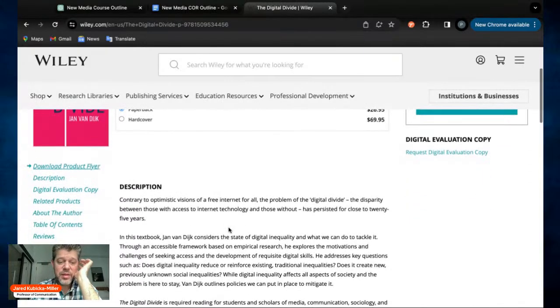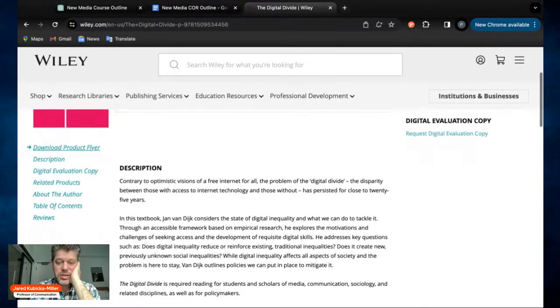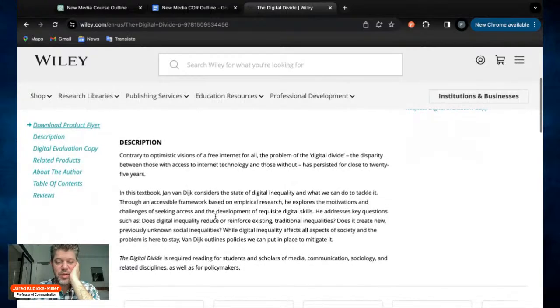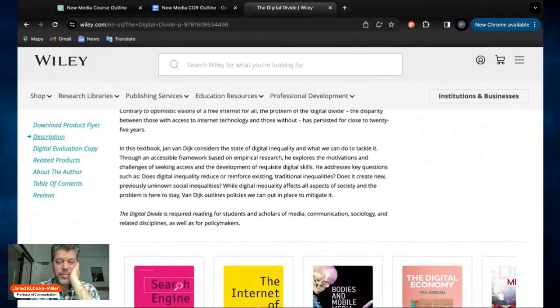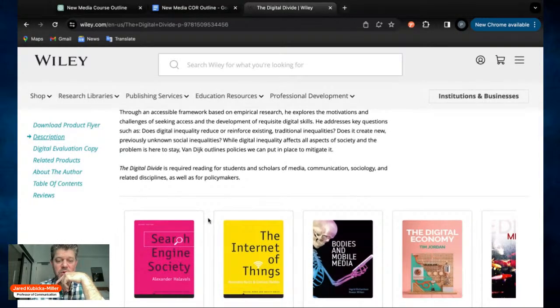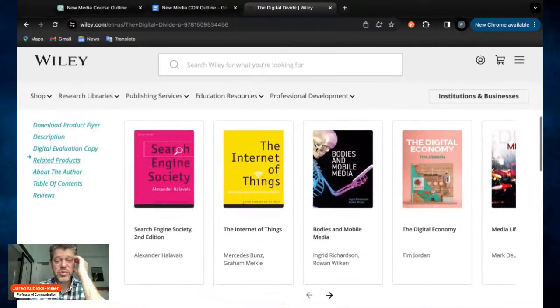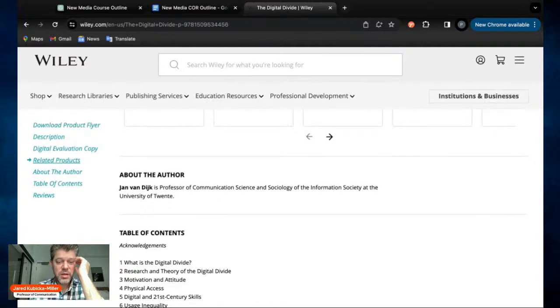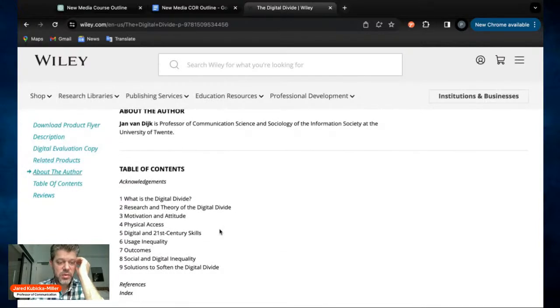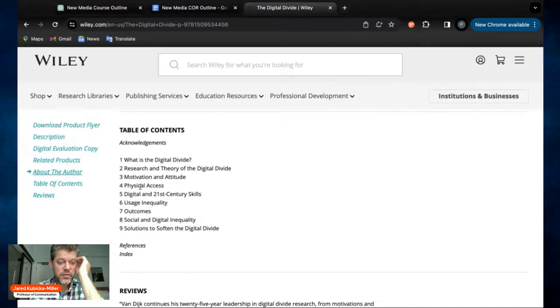And it's not bad. The problem, the digital divide, the disparity between those with access. I might need to buy this just to get the knowledge base from it, not necessarily as a textbook for the course, because it seems to be focused too much on that one aspect of what would be a survey course, going over so many different things. What is motivation, attitude, physical access? See, the physical access, 21st century skill usage. Yeah, I need to get this one book. Okay, looks good.